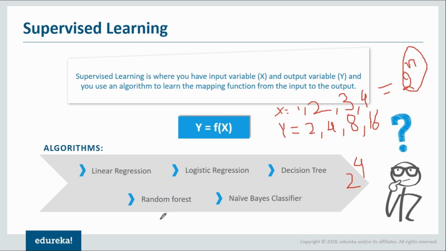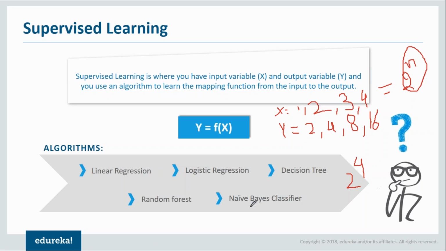Next we have random forest. Random forest is quite similar to a decision tree, but it gives better prediction and accuracy than a decision tree. And last we have the naive Bayes classifier. This is based on Bayes' theorem, wherein you assume no relation between different predictors so as to predict our output. So this was all about supervised learning.